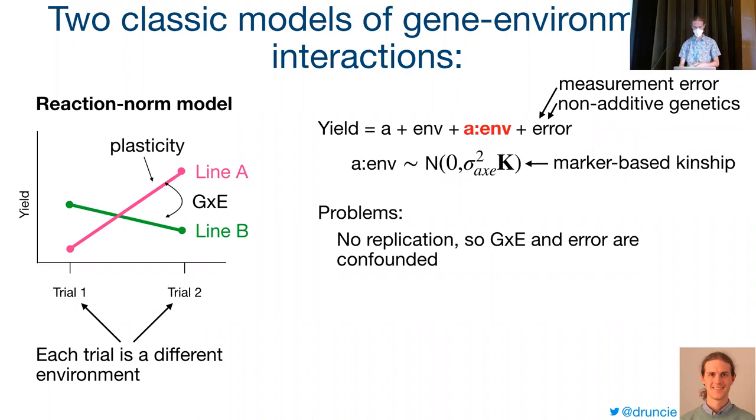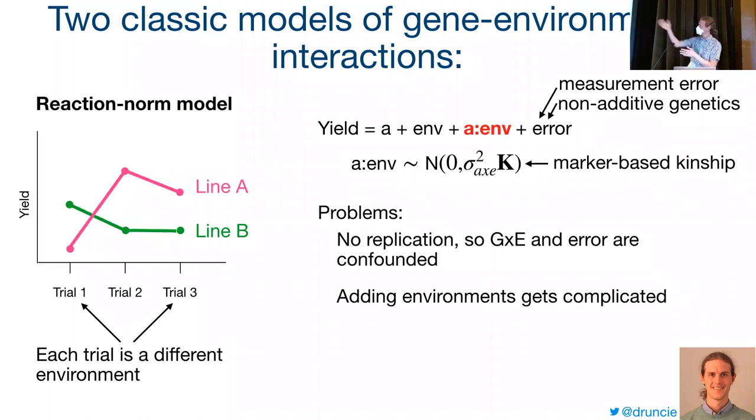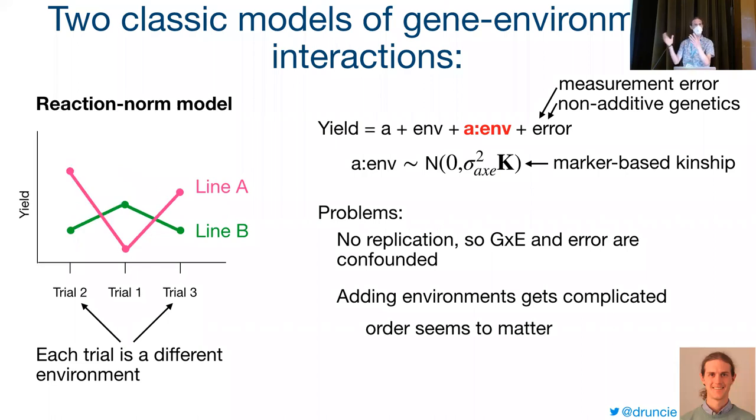So that works there. The other problem is that we don't just have two trials, we have 32 trials or so. And in the reaction norm model like this, it gets kind of complicated in a sense to add different environments. So I just put a third environment on my chart here, and there's a big crossing or different slopes between one and two, and not much between two and three. And so you could describe it that way. But if I just switch the orders of one and two in this plot, I get a completely different picture. And that's not very satisfying.